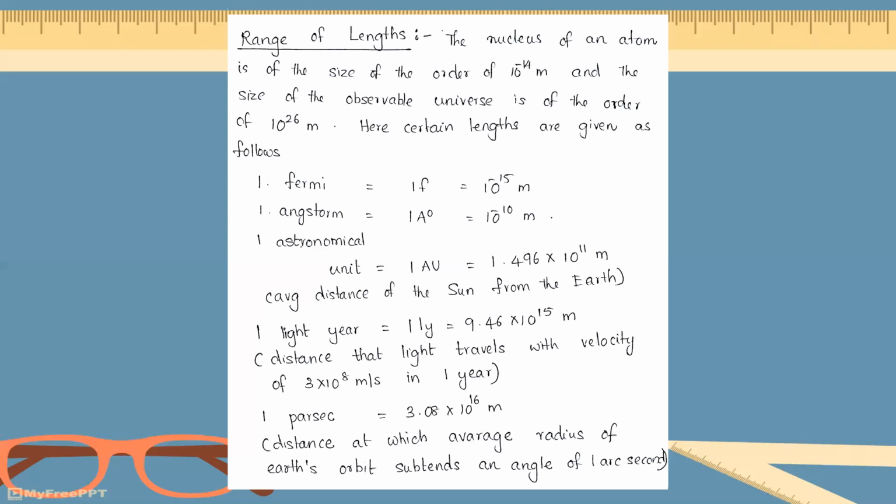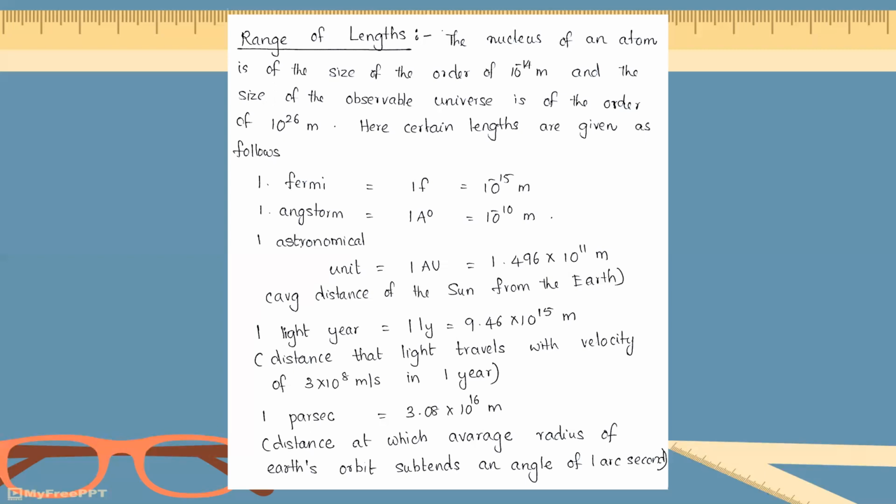1 astronomical unit, written as capital A and capital U, is equal to 1.496 into 10 to the power of 11 meters. That is nothing but the average distance of the sun from the earth. That is called 1 astronomical unit, equal to 1.496 into 10 to the power of 11 meters.